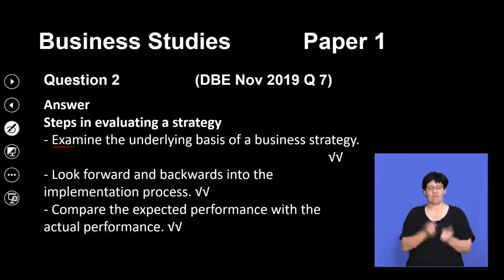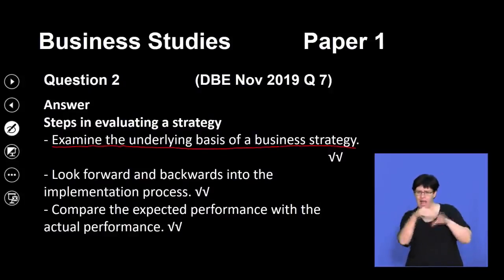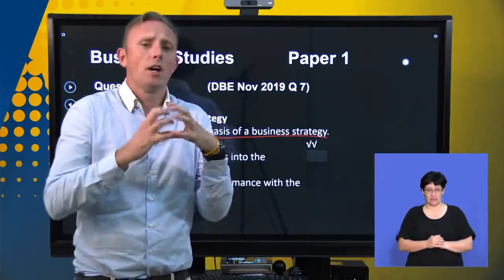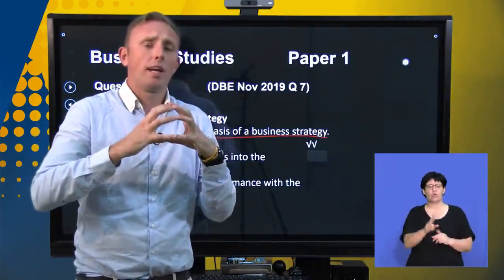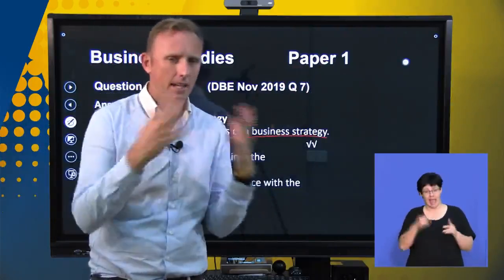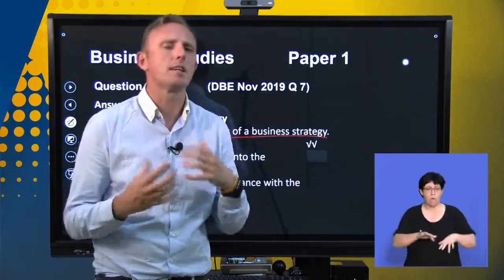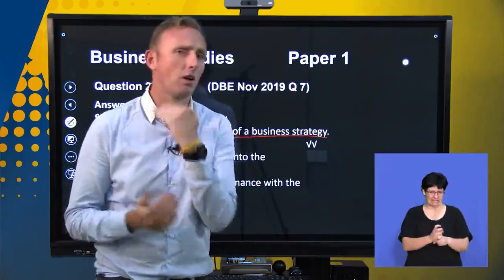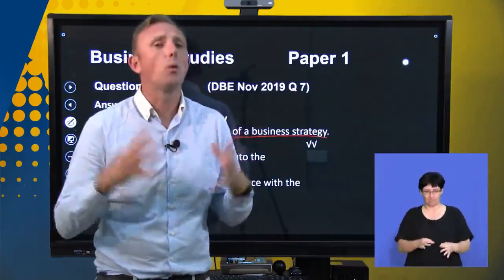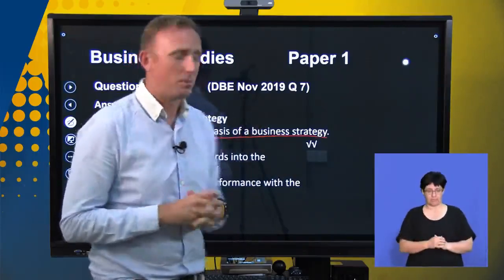Firstly, we examine the underlying basis of the business strategy. So what is it that the business wants to achieve? Once again, are we looking at increasing our sales, so therefore we're going to go for an intensive strategy, or is the business under a bit of hardship, so we're going to go for a defensive strategy? So it will determine what we are wanting to achieve with the business.